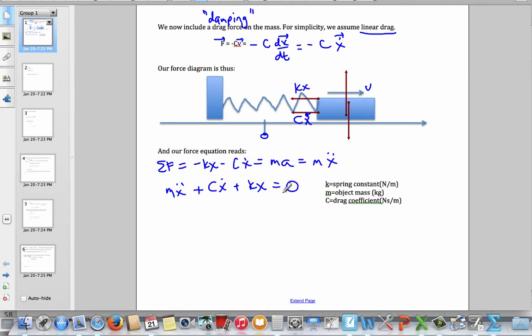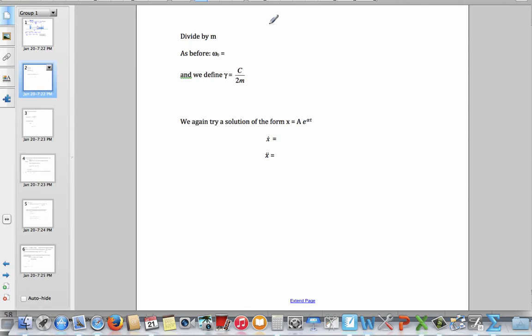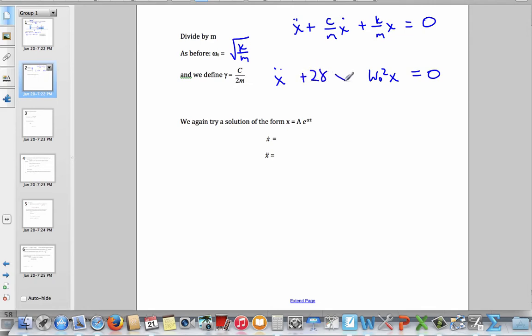Okay, so now we're going to do some algebra on that. First thing we're going to do is divide by m. That's going to give us x double dot plus c over m x dot plus k over m x equals 0. We'll introduce the natural frequency of the spring, root k over m, and that means this is omega naught squared. This will stay the way it was, x double dot. And then we'll introduce this constant gamma, c over 2m. So we see what we really have here is 2 gamma.